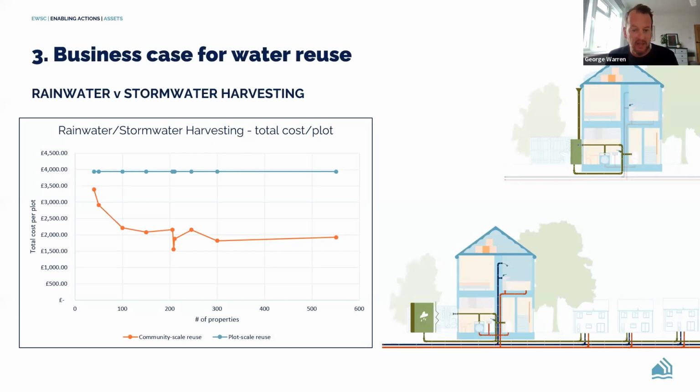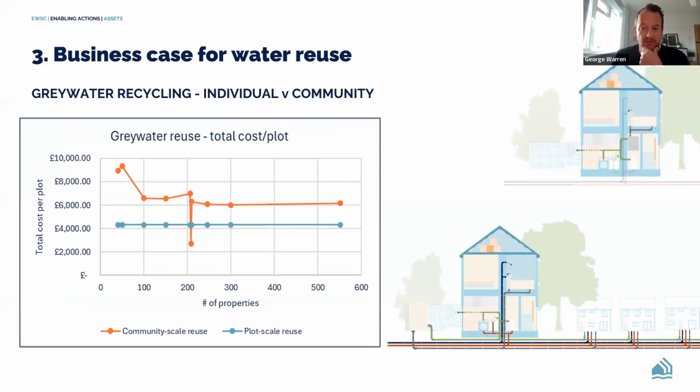But you're starting to see that there. It's a slightly different story when it comes to grey water, and that doesn't come as a huge surprise, if I'm honest. I think our initial thoughts were that grey water may not stack up on a community scale until we got to the denser developments. And you will remember that I mentioned the particular development around that 200 property mark, which is exceptionally dense. And actually, that's when it really starts to stack up.